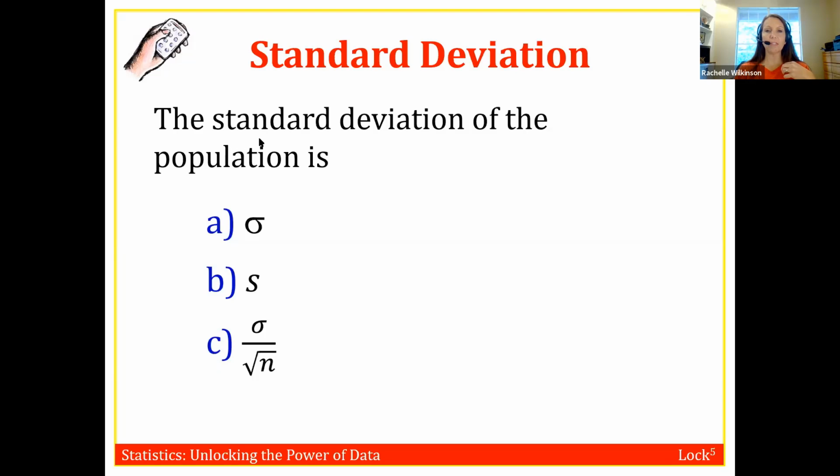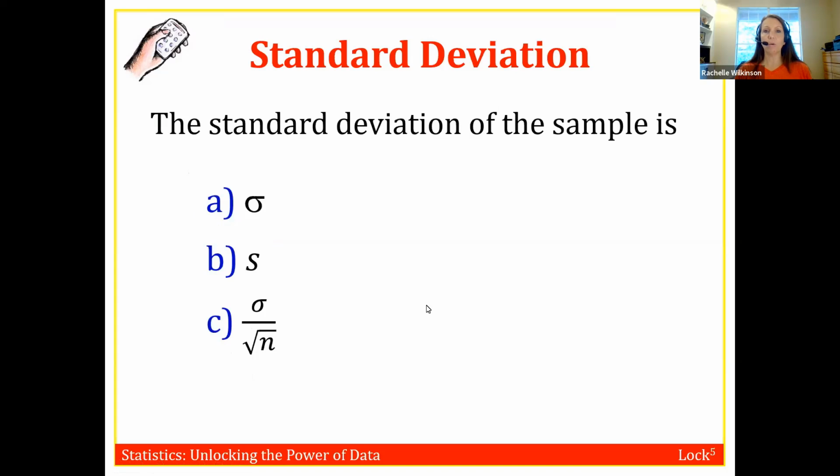So when we're talking about the standard deviation of the population, which one of those three symbols would be the standard deviation of the population? All right, good. It looks like most of you got it right. So when we're talking about the population standard deviation, so the standard deviation among all the individuals in the population, then we're talking about sigma.